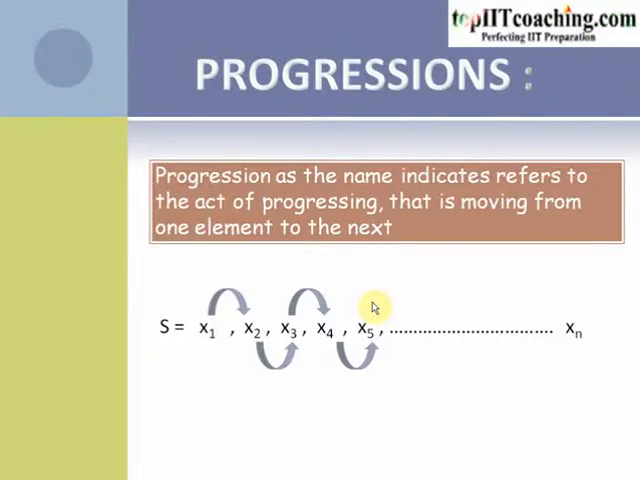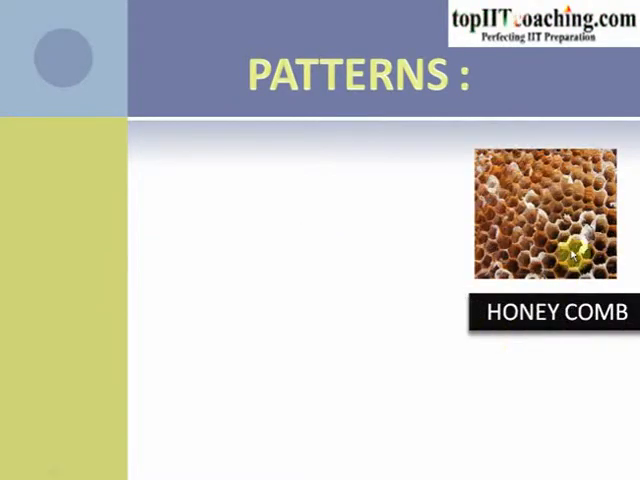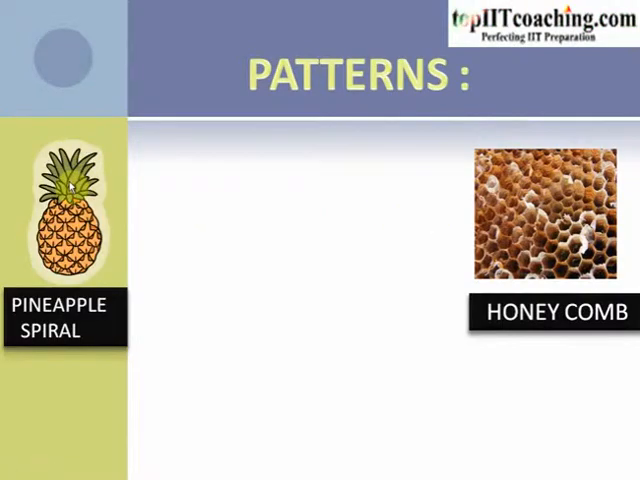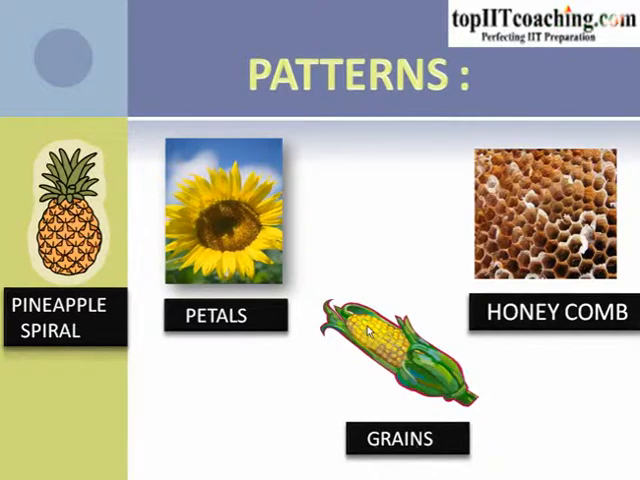So it's possible that these series have some pattern. That is, the elements follow a definite rule. So first of all, let's see what we mean by pattern over here. Now in our daily lives, we see so many patterns. Like if we look at the honeycomb, then it has a pattern, it follows a rule. If we look at a pineapple, then we see this spiral follows a particular pattern. Similarly, if we look at a sunflower, you can clearly see that the petals follow a pattern or a rule, and even the grains of a maize cob follow a pattern. So these are some of the examples of things that follow a pattern in our daily life.